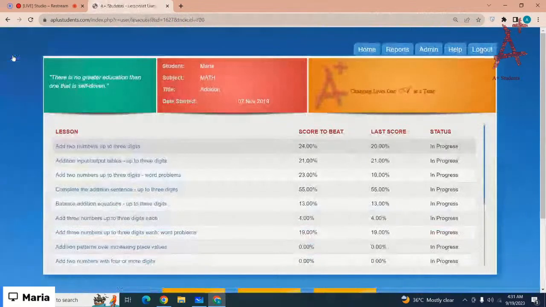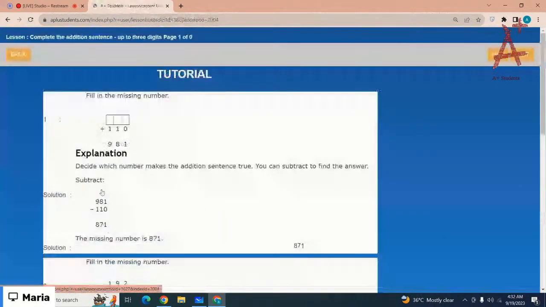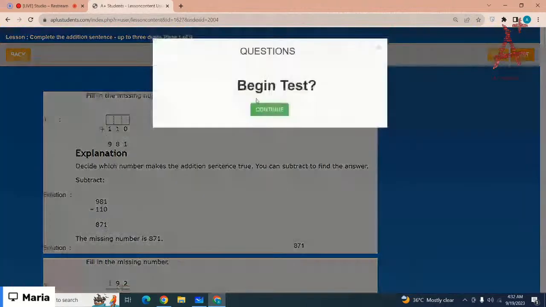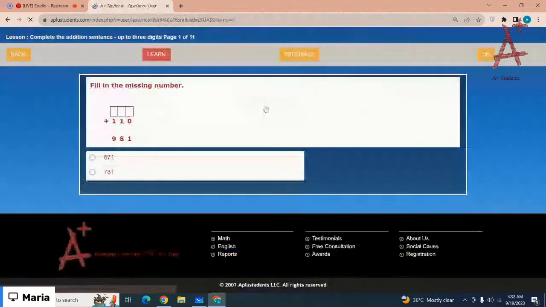The next lesson is add two numbers up to 3-digit word problems. You have to do word problems on your own. The next one is complete the addition sentences up to 3 digits, right? So how do you complete the sentences? Let's just start with the test questions. We've already done some of the examples from the lesson. Now let's just do more examples. Okay, find the missing number. You have a missing number. The other number you're given is 110 and their sum is 981. How do you find the missing number?